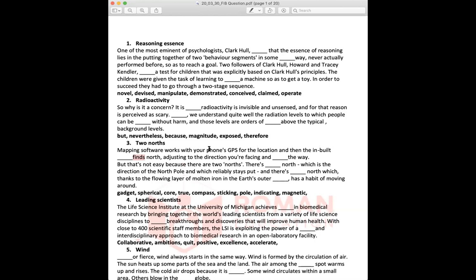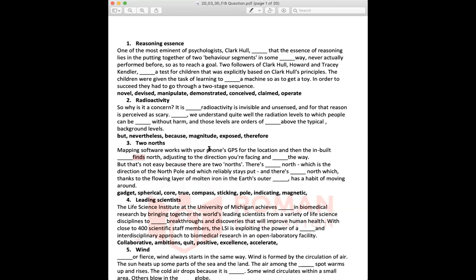There is north, which is the direction of the North Pole. What kind of north is that? True north. Now, true north means, for those of you who are familiar with magnets, you know that magnets actually point towards the opposite pole of the magnet itself. So the north of the magnet actually points towards the true south, and the south of the magnet points towards the true north, and so on. True north is actually a very common collocation that we use when we are talking about compass and GPS and so on. So that's the reason why I know it's true north.